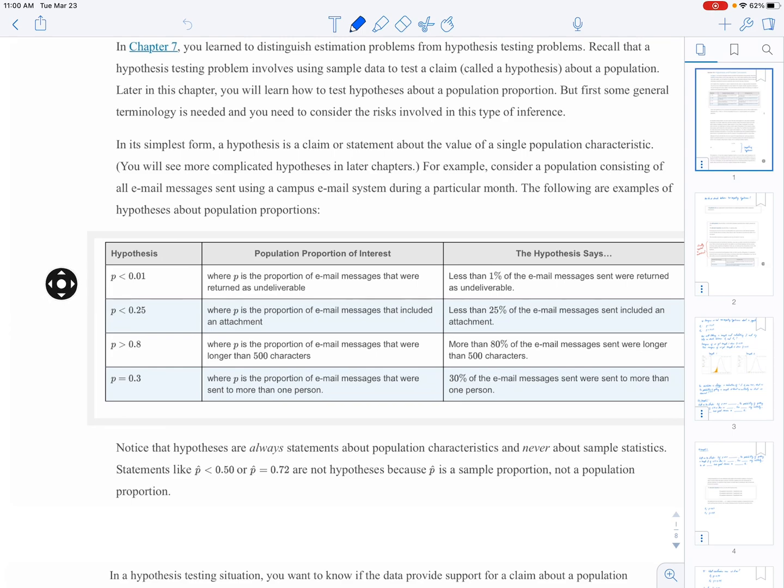So a hypothesis is a claim or a statement about the value of a single population characteristic, in this case the population proportion. Here's another hypothesis: the population proportion is less than 0.25. Next one is the population proportion is greater than 0.8. These give you an explanation of the context, but I'm just reading these mathematically. Another hypothesis might look like this: the population proportion is equal to 0.3. These are statements about the population characteristic, not the sample statistics.